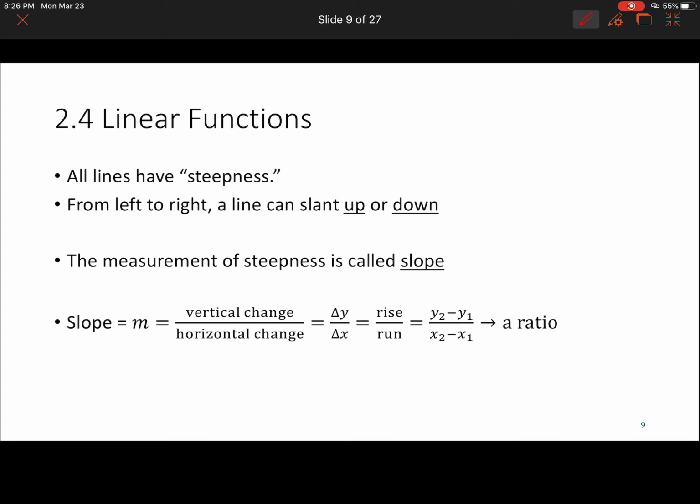Okay, so one of the things that we need to understand is that every line that we look at, every one we've graphed so far, every one we're going to graph, all have a steepness. And this steepness can be measured. We call this steepness slope. And so you kind of know what a slope is. For example, if you were to look at a hill, or a mountainside, or your rooftop, or a number of other things, you could say, oh, that has a slope. We kind of know what that looks like.